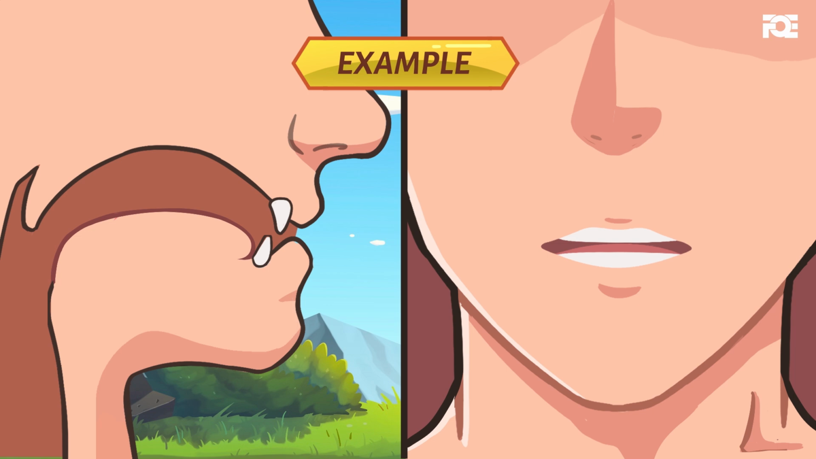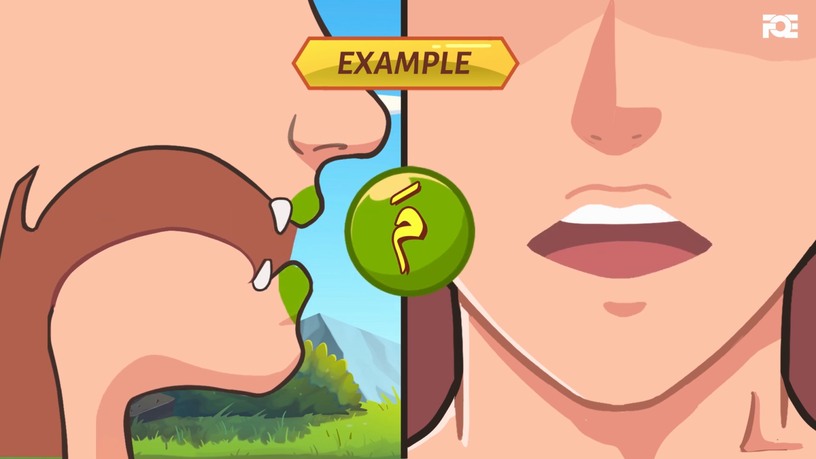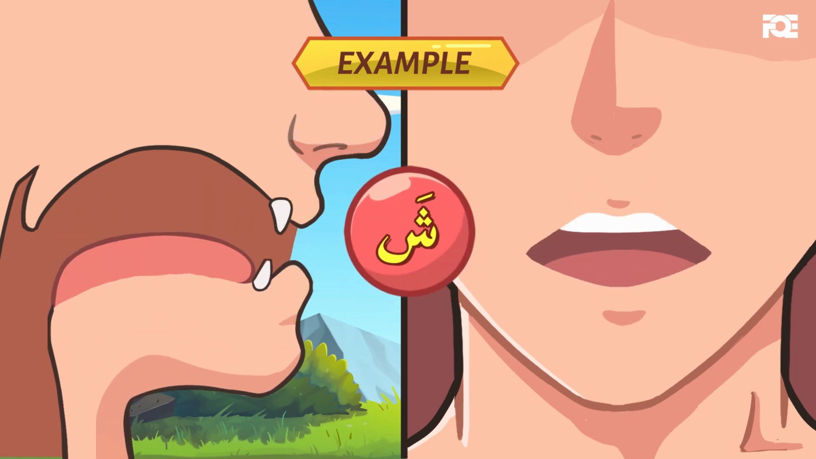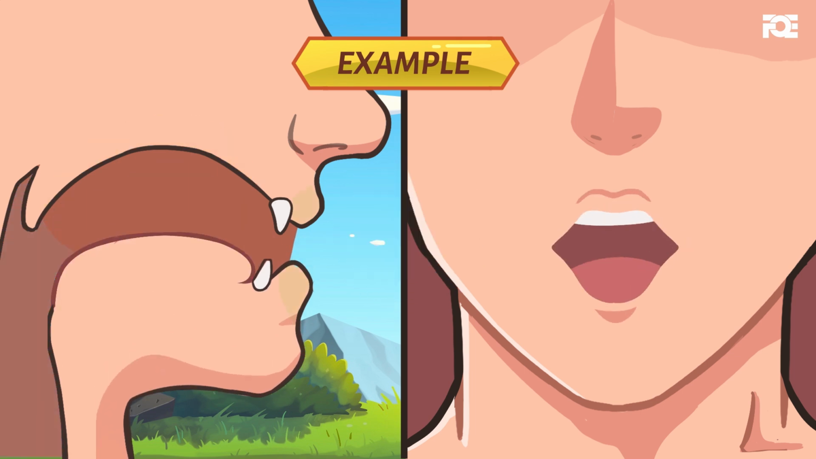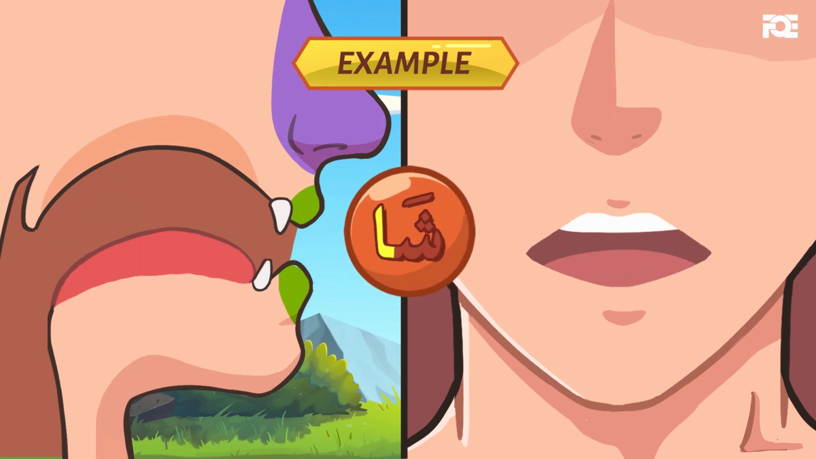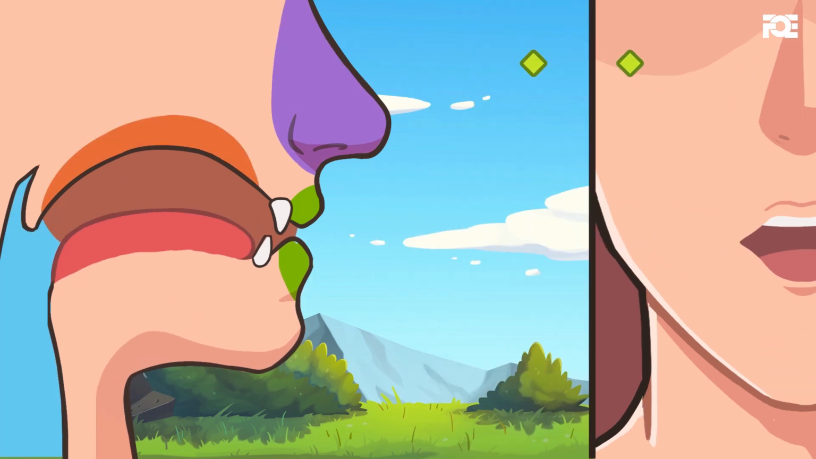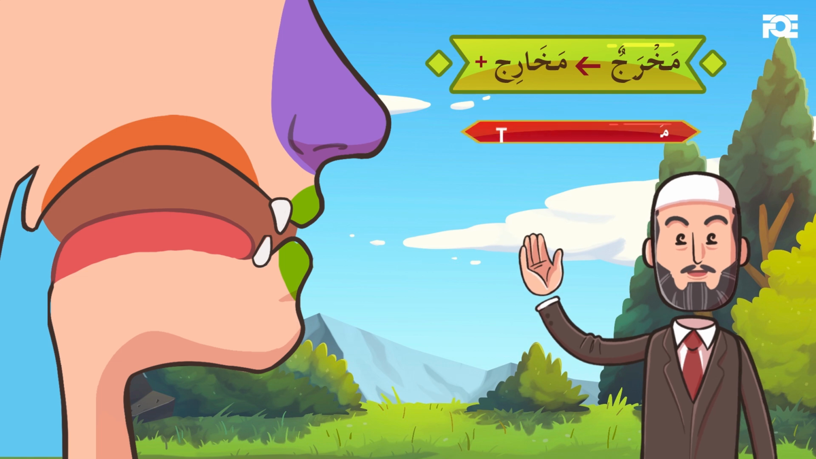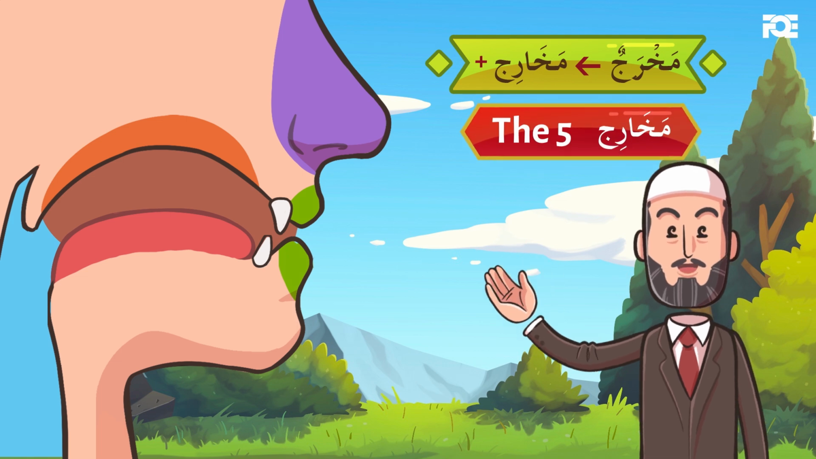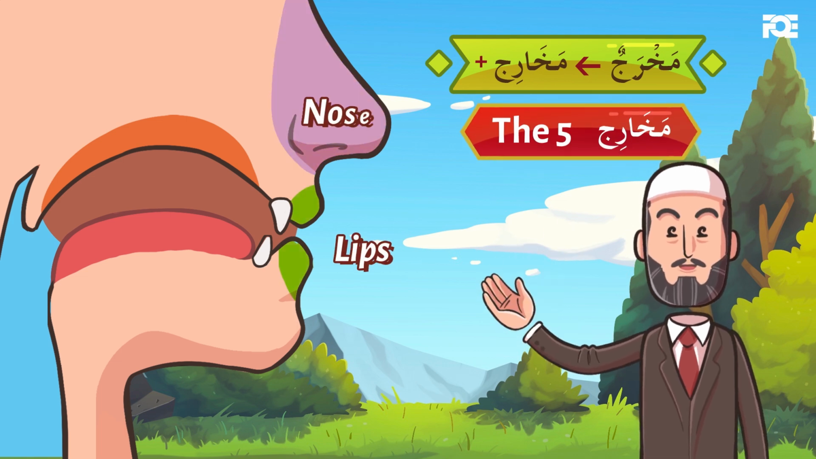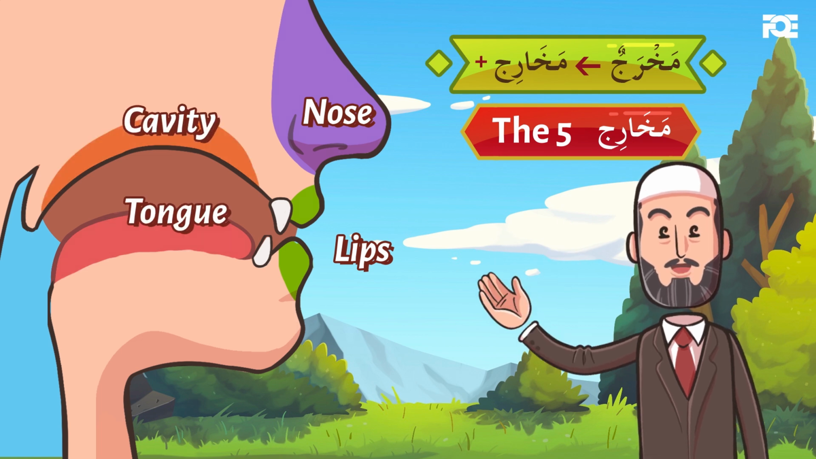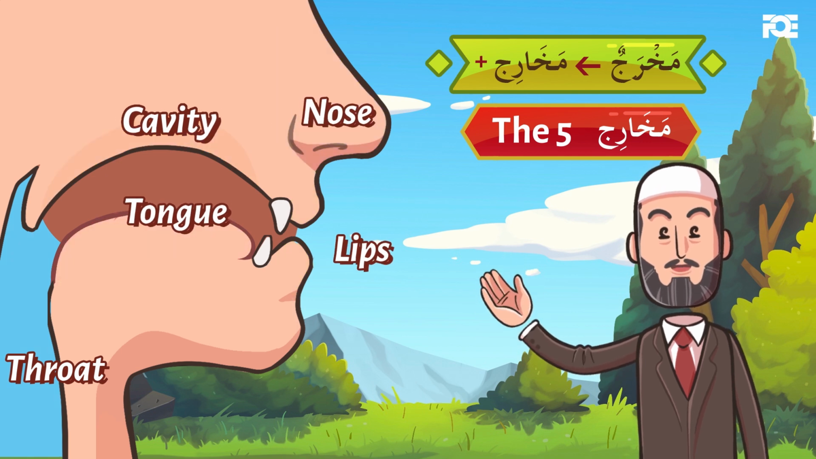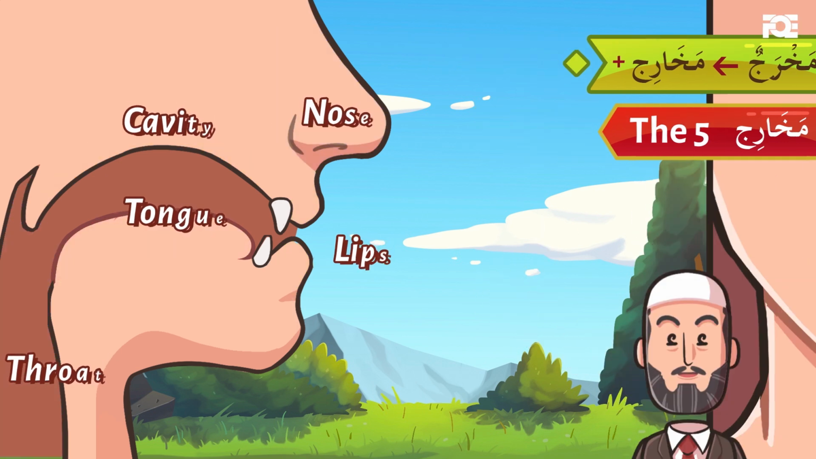For example, we have ma, sha, kha. Or in other words, we have the 5 makharij, which are lips and the nose, tongue and the cavity above it, and the throat. Lips, nose, tongue, cavity and the throat.